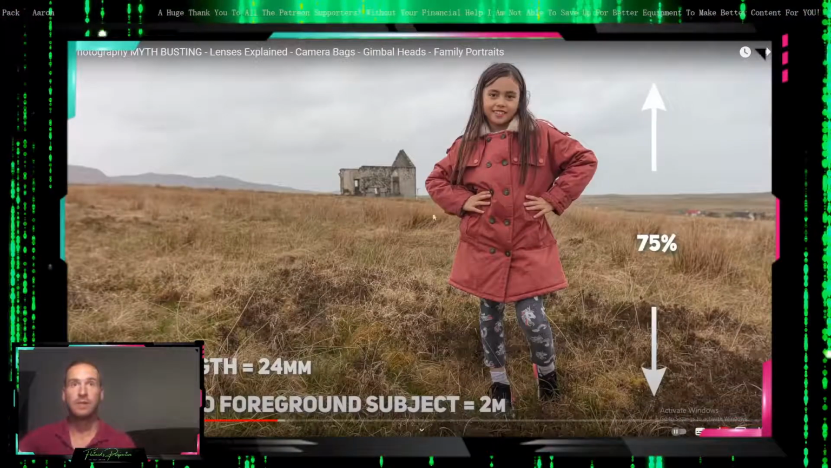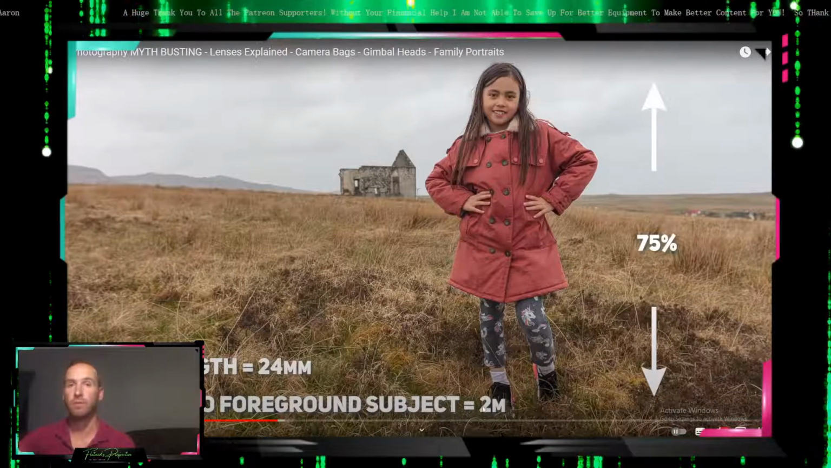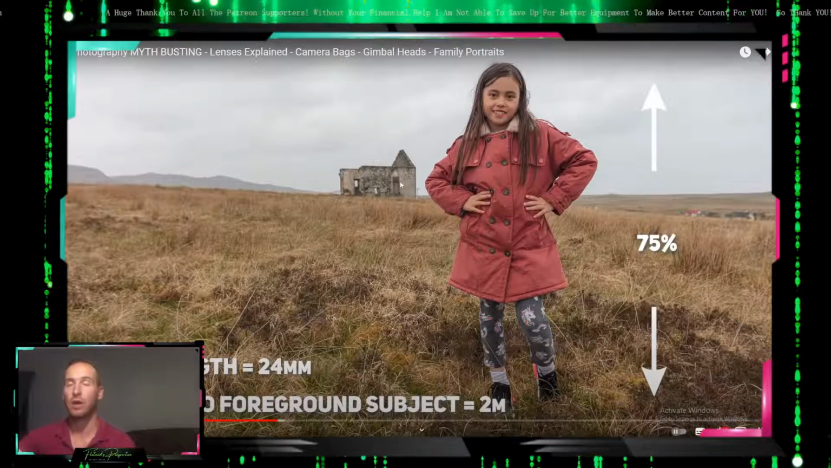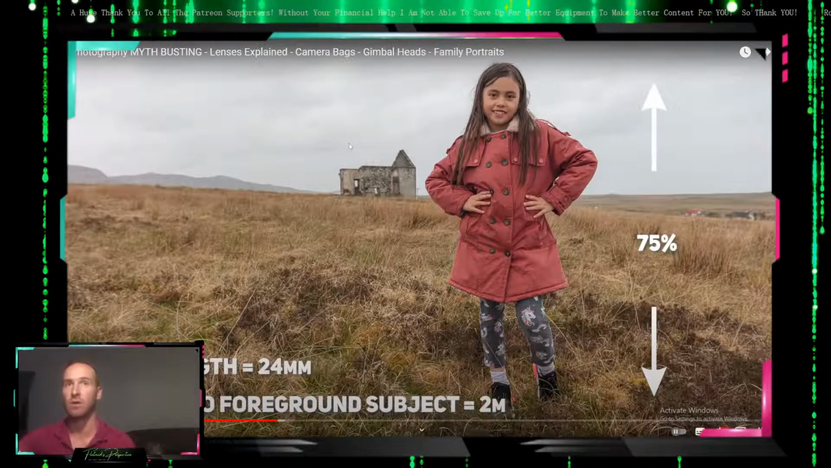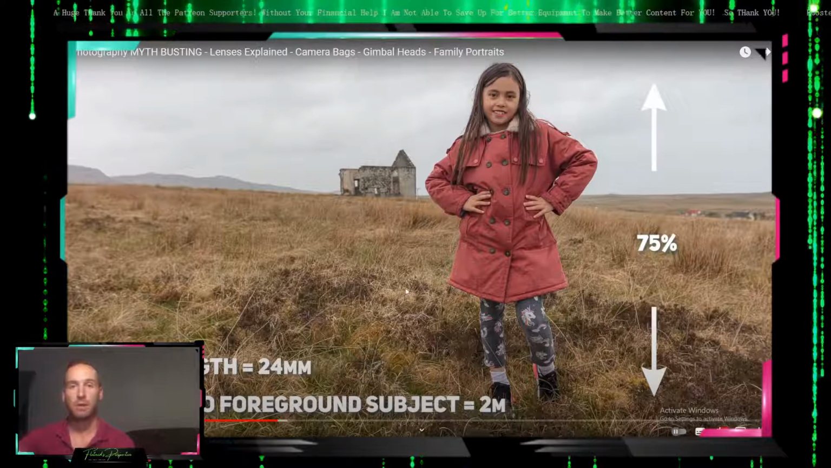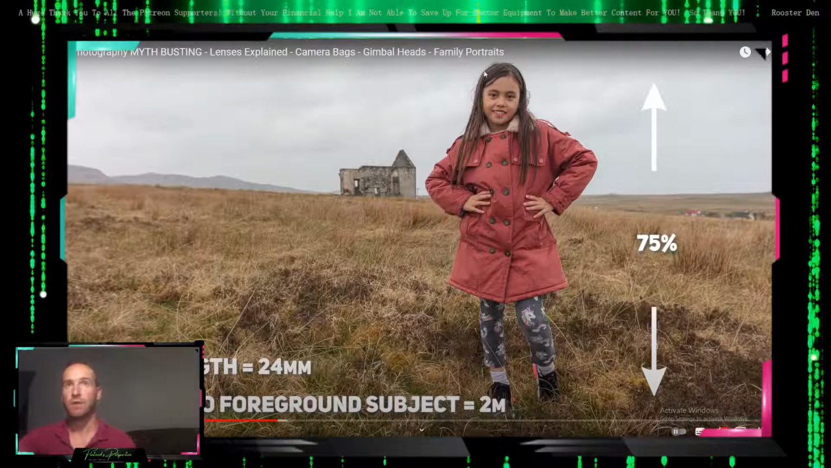And then double the distance now. And the focal length has gone up from 12 to 24 meters. So it was 1 meter, now 2 meters. Look how close the church has got to Sienna. She's still taking up 75% of the frame. Do you see the difference, guys? Do you see the difference already?